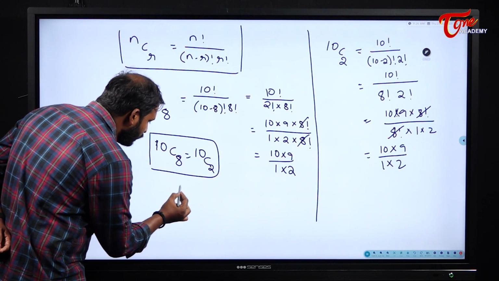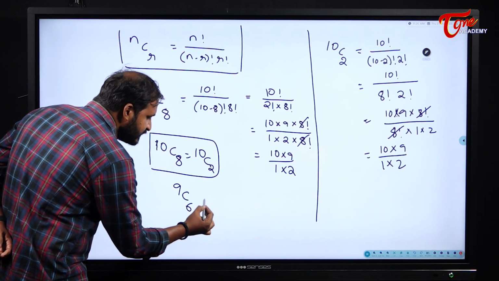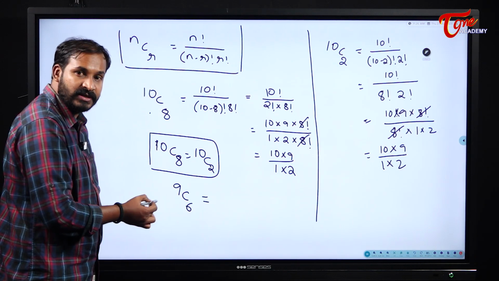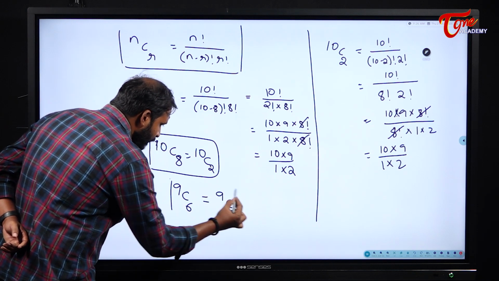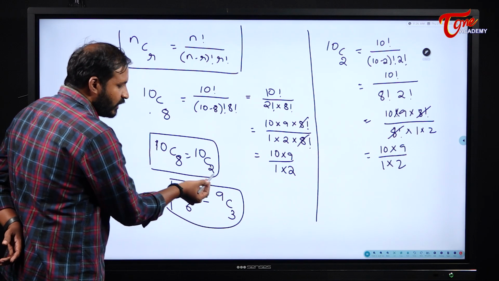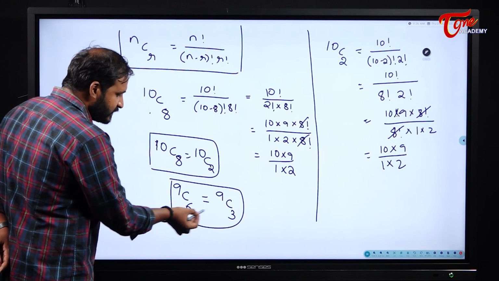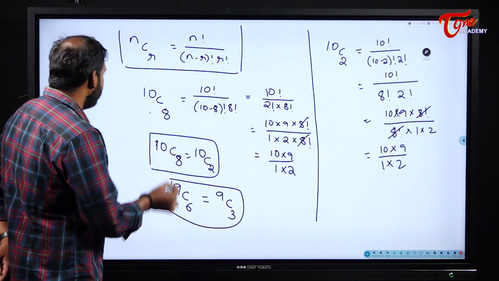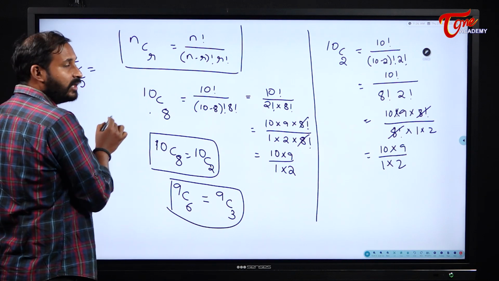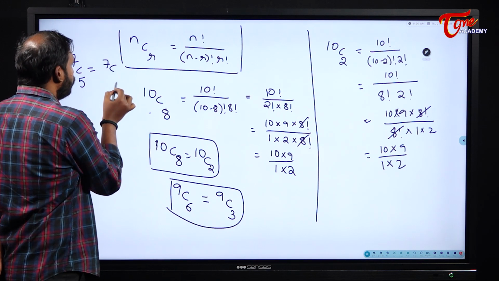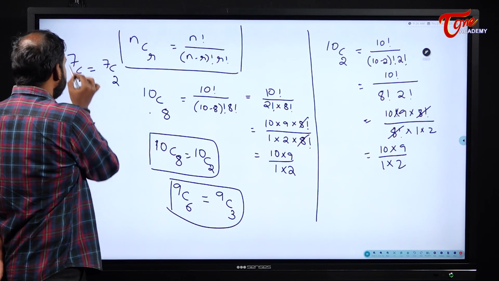For example, if I want to find 9C6, 9 minus 6 is 3, so I can write it as 9C3. 10 minus 8 is 2, so I can write it as 10C2. And 9 minus 6 is 3, so 9C3. Similarly 7C5: 7 minus 5 is 2, so 7C2.